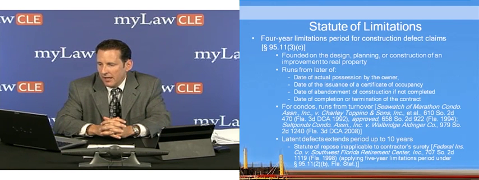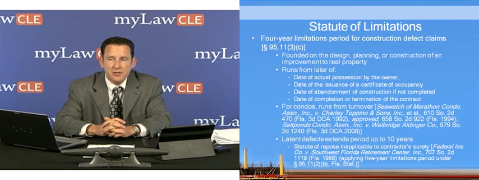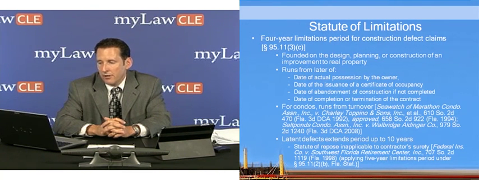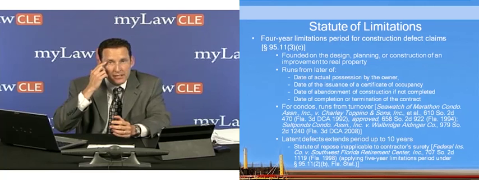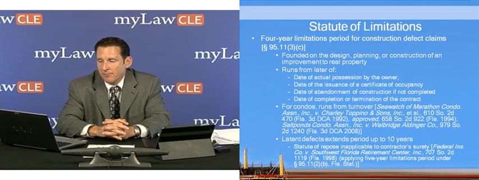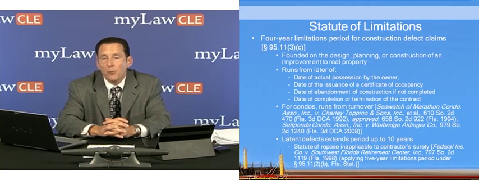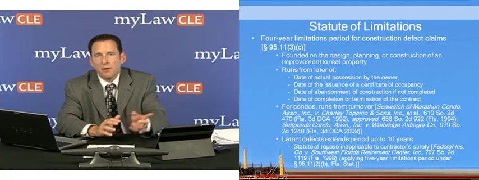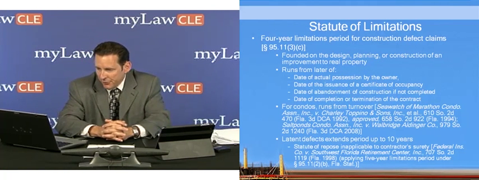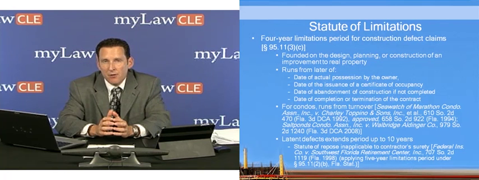So even if you have a written construction contract, you're going to be limited to 4 years to bring your cause of action, and that runs from the later of the date of actual possession by the owner, issuance of the certificate of occupancy, or if the construction is abandoned by the contractor, and obviously you don't have a certificate of occupancy that's issued, so the building is not completed, and you have an abandonment, then that can be a triggering event, or completion of the project, or termination of the contract. So if you have a situation where the owner terminates the contractor, it'll be the later of those dates, and you get 4 years.